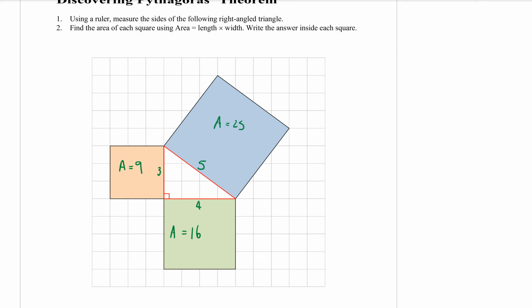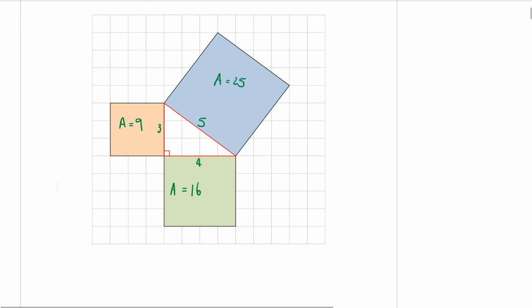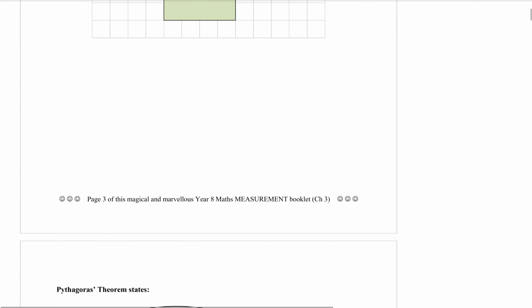And what he noticed is by squaring each of those side lengths, what happens when you add 9 plus 16? 25. You get the 25. And it doesn't just work for the 3, 4, 5 side lengths. It works for any side length in a right angle triangle. If you square the two shorter sides, here it is down here.